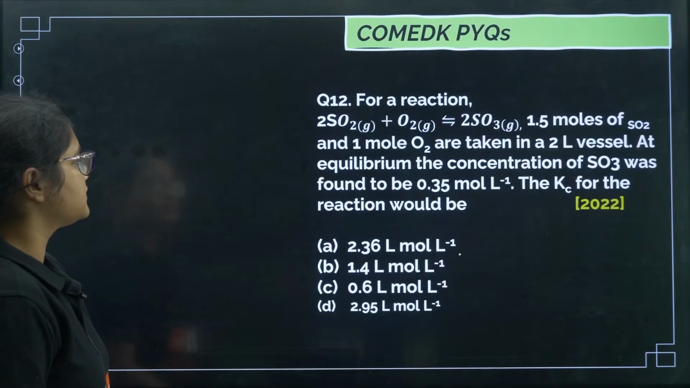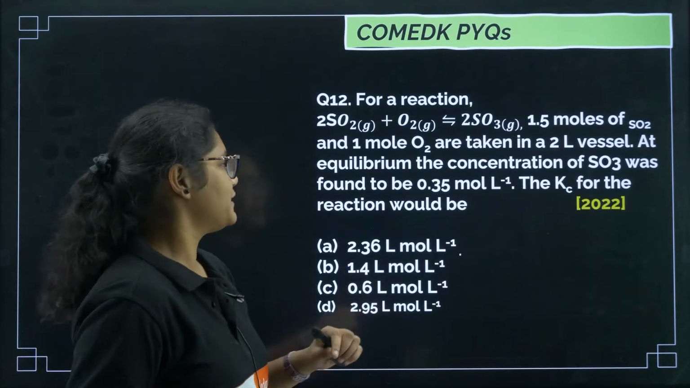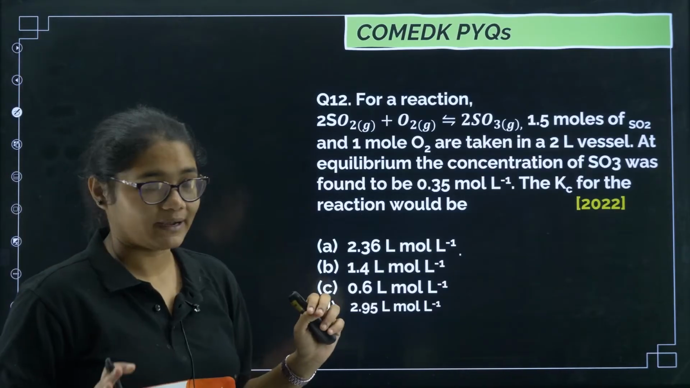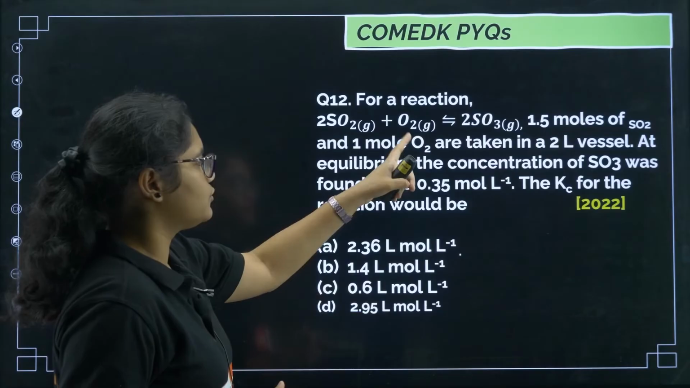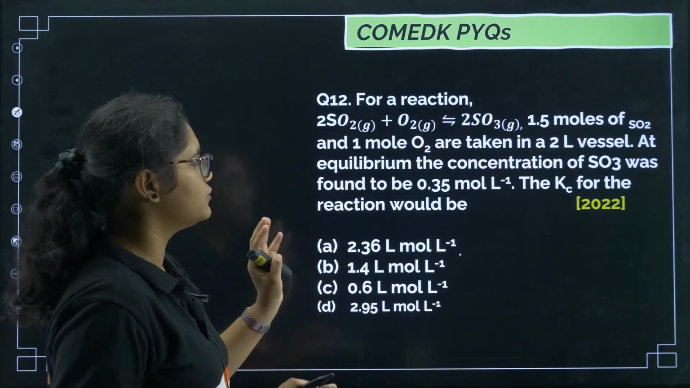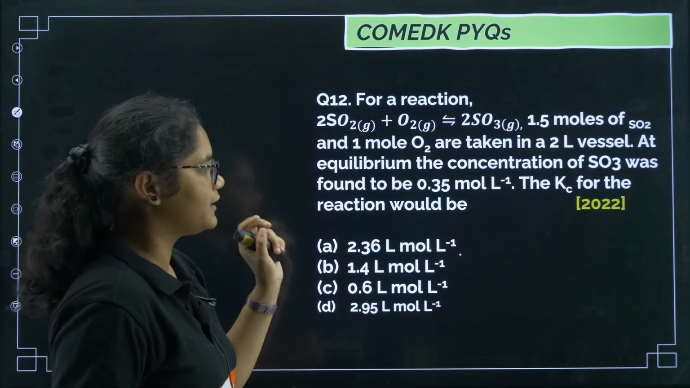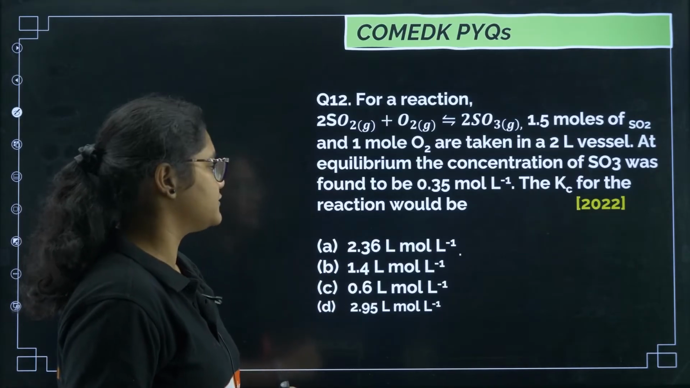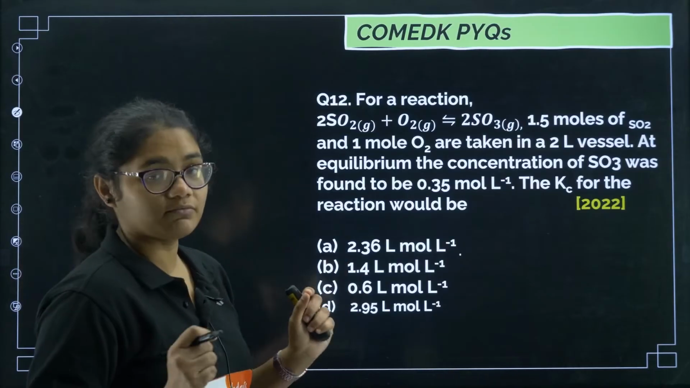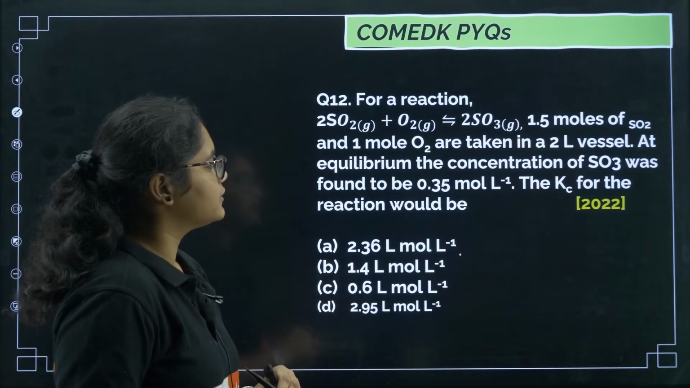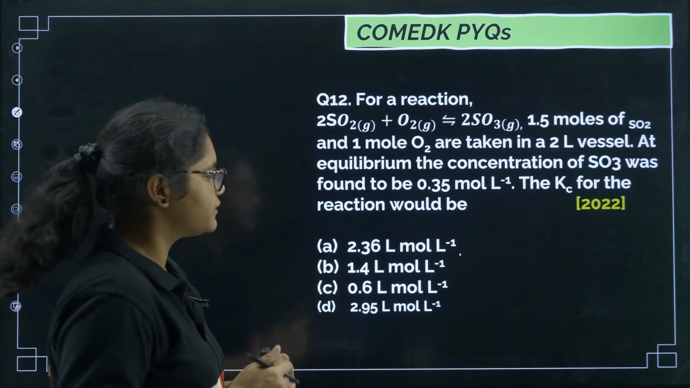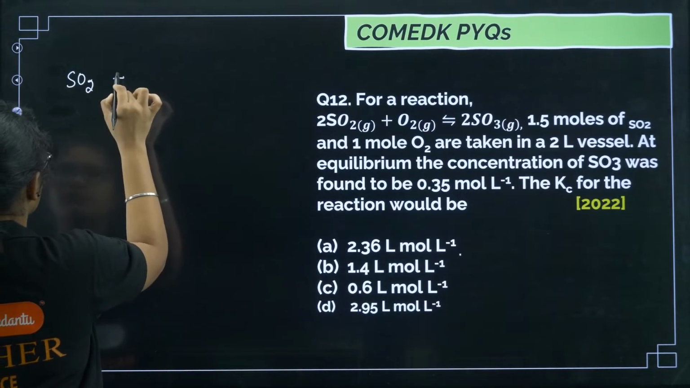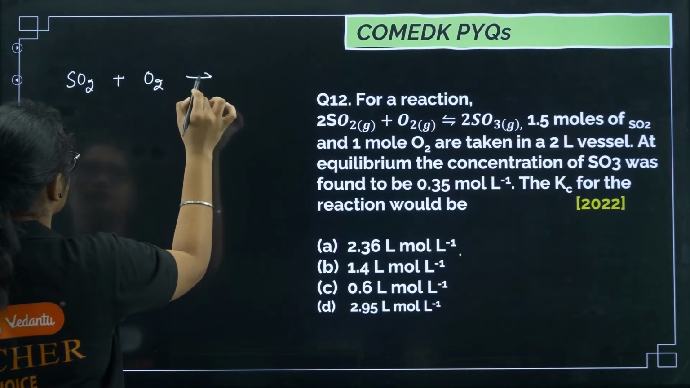Okay, next, question number 12. Students, let us see the next question, question number 12 here. This was a Comet K PYQ of 2022. 2SO2 plus O2 gives you 2SO3. 1.5 moles of SO2 and 1 mole of O2 are taken in a 2 liter vessel. At equilibrium, the concentration of SO3 was found to be 0.35 moles per liter. Then what would be the Kc for the reaction? This is a little lengthy question. You can solve like this: 2SO2 plus O2 gives 2SO3.